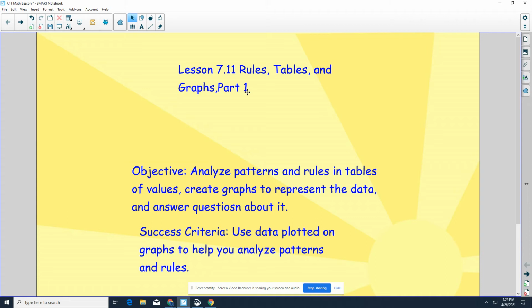Okay, today we're going to work on 711 rules, tables, and graphs, part 1. So our objective is to analyze patterns and rules and tables of values, create graphs to represent data, and answer questions about it. So our success criteria, you will be able to use data plotted on graphs to help you analyze patterns and rules.